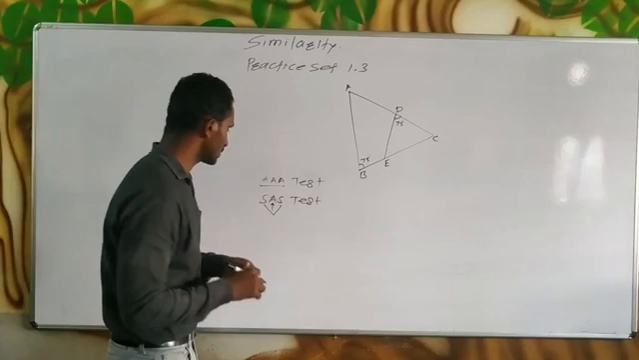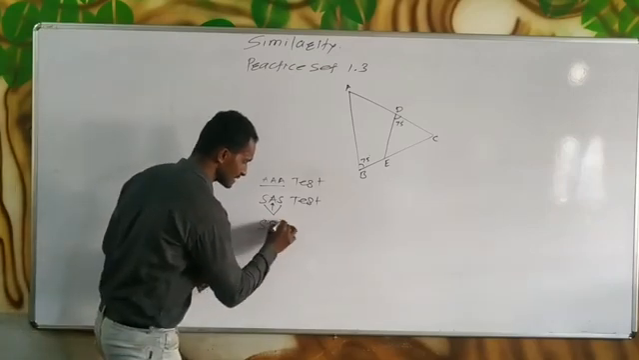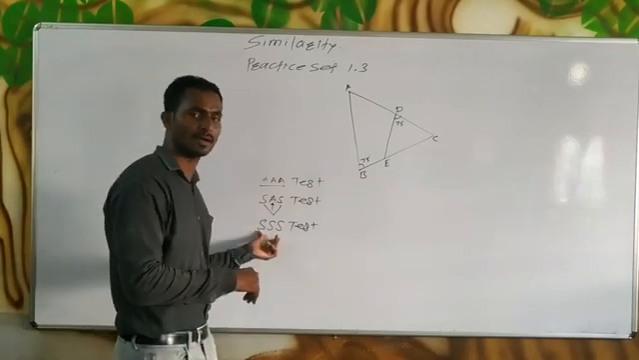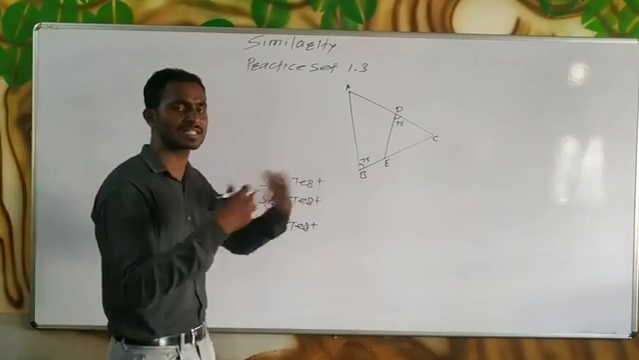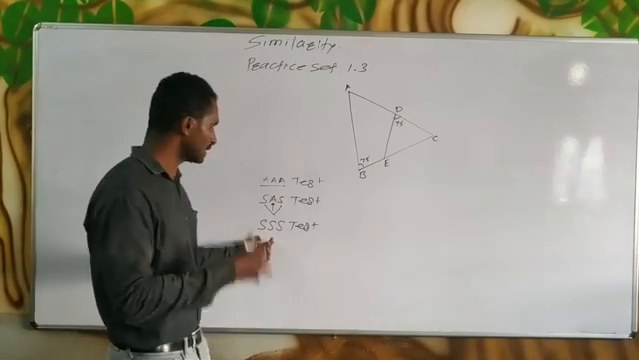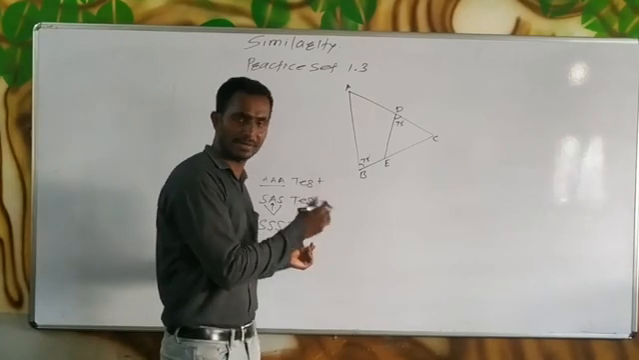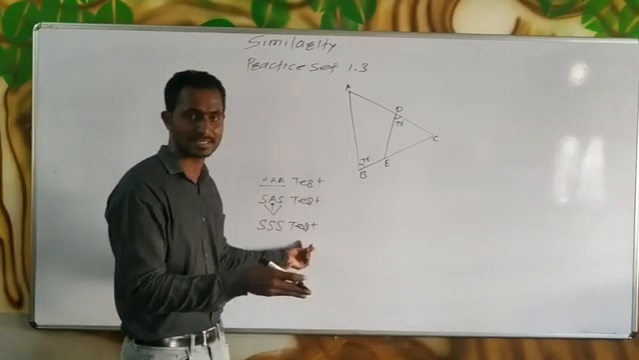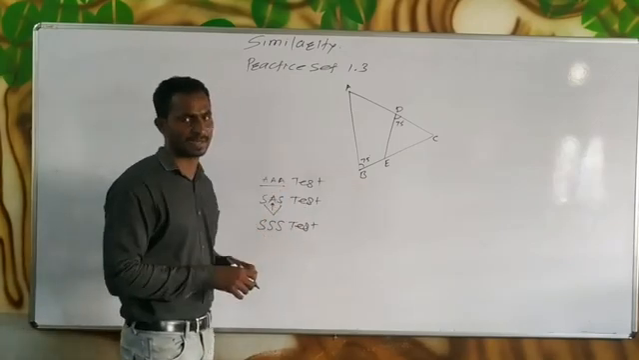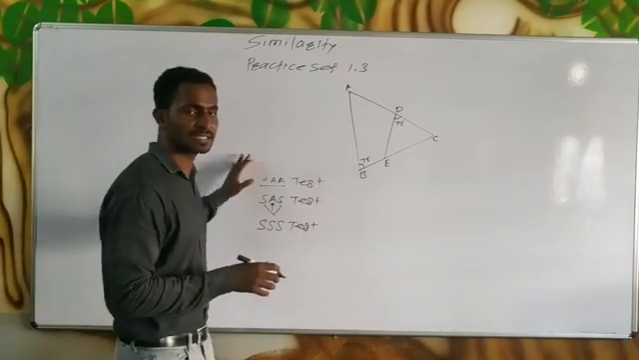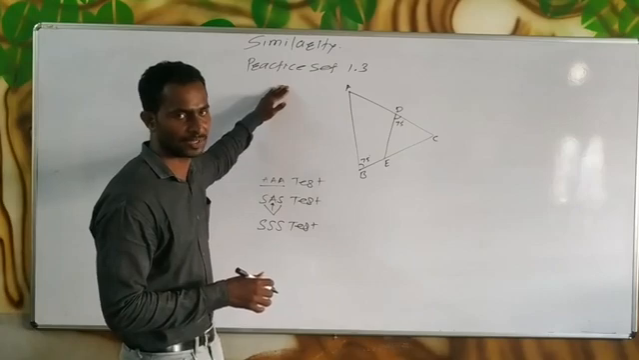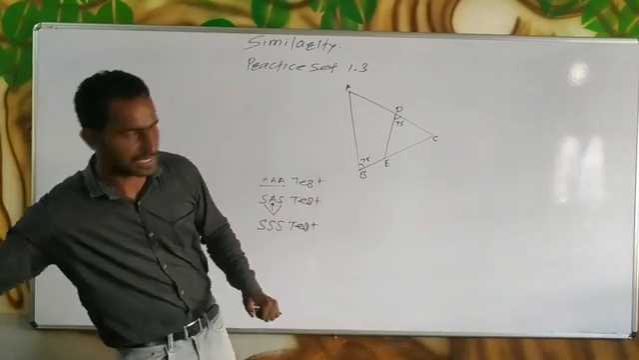And the third test that we have studied is the SSS test. In this test, if all three sides of the first triangle are in proportion with all three sides of the other triangle by any one-to-one correspondence out of the 6 correspondences, then they are similar by the SSS test of similarity. So, on the basis of these tests of similarity, we are going to solve practice set 1.3 in today's session. So let's start practice set 1.3.